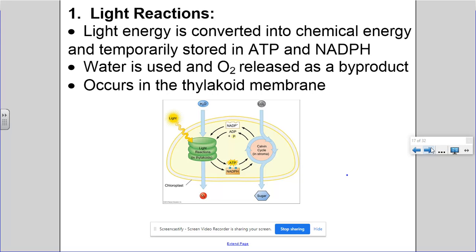The light reactions will use water and release oxygen. This oxygen will diffuse out of the chloroplast and then be used in cellular respiration. This is going to occur on the thylakoid membrane. If you look back at your picture, you'll remember that all of these little discs were called thylakoids. The reason why there are so many of these in a chloroplast is that the more thylakoid membrane you have, the more light reactions can occur, so the more light we can use to make more glucose.